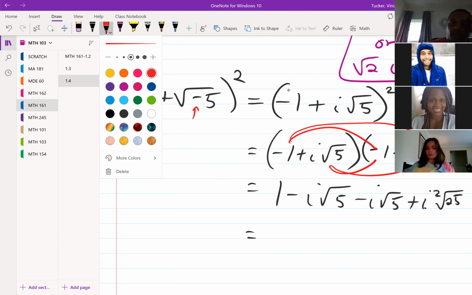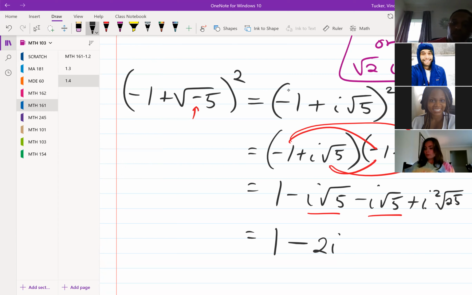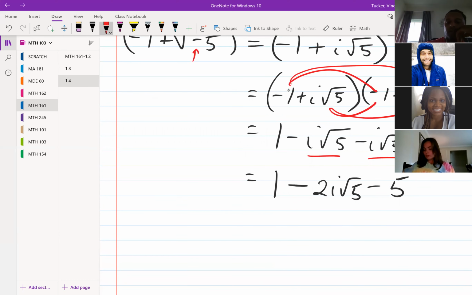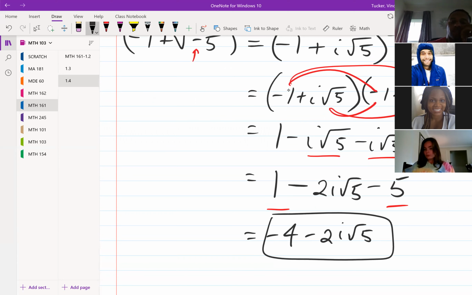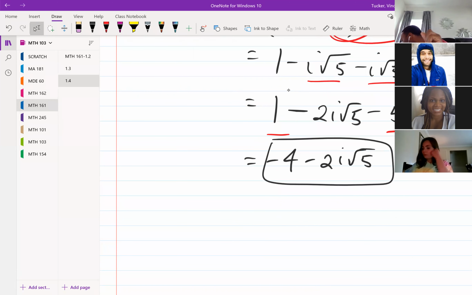Combine your like terms and simplify. So that's 1 minus 2i square root of 5, the -1 sitting in front of that i. And then here we can reduce that. i squared is -1. Square root of 25 is 5. Finish it off by doing 1 minus 5, which is -4. All right, got one more to show you out of this section.